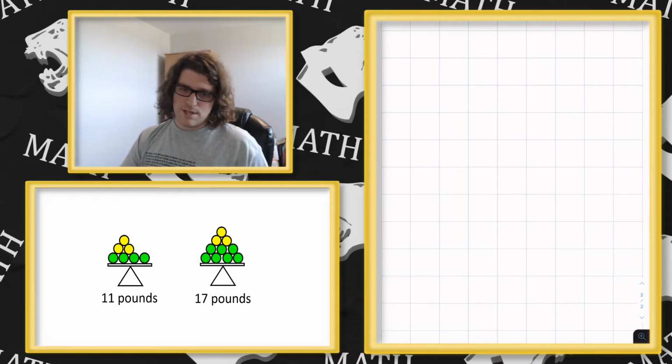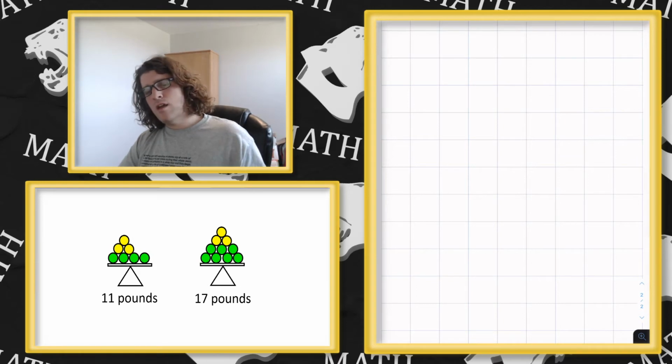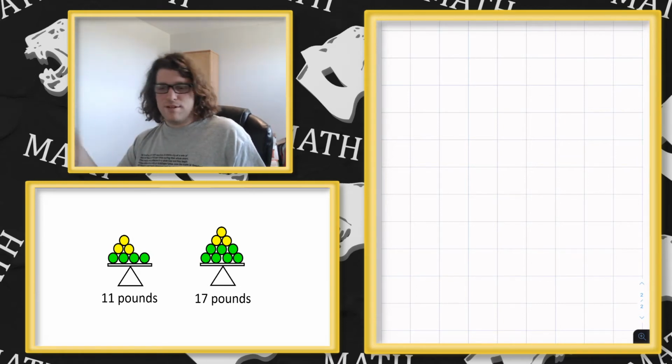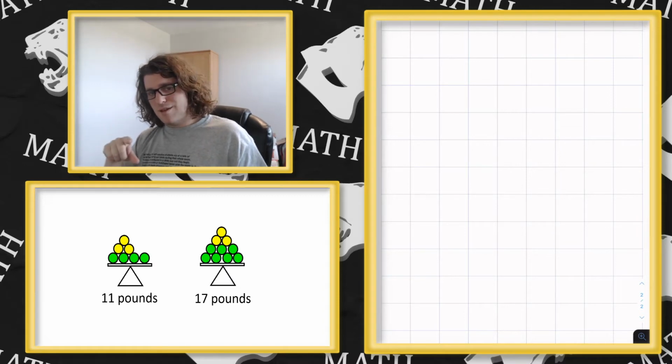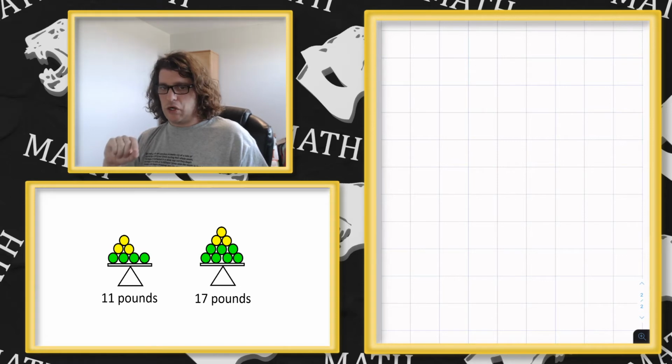The green ones are the ones here and here, and I have 3 yellow ones in each case. So these two balances are reading 11 pounds and 17 pounds. Now, you might be saying, what does this have to do with systems of linear equations? And I understand that does probably seem a little bit weird. But the idea of elimination is going to be really clear in this particular case.